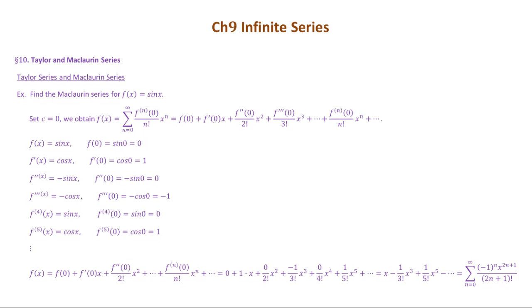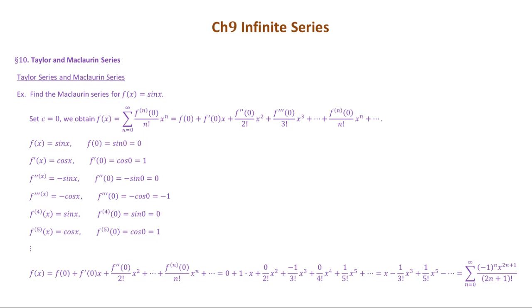So the function f is sine x. So f of 0 is sine 0, which is 0. So the first term, f of 0, in the series is 0. Okay. And then for the second term, f prime, take the derivative of sine x to get cosine x, and then you plug in 0 for x. So f prime of 0 is just cosine 0, which is 1. And then you can also do f double prime of x. Oh, I don't know why I wrote it like this in here.